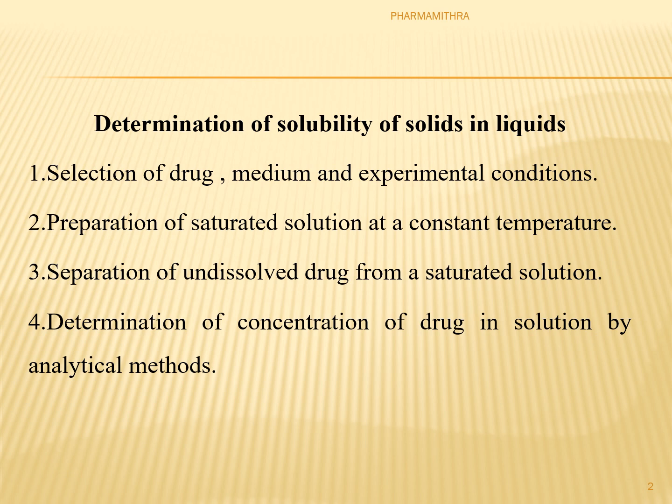In this procedure, we can determine the solubility of a drug in liquid in the following steps. It consists of 4 steps. First, we select a drug, the medium and the experimental condition. After that, we prepare a saturated solution at a constant temperature. Then we separate the undissolved drug from the saturated solution. And finally, we determine the concentration of the drug in the solution by an analytical method, and thereby we can find out the solubility. These 4 steps we are going to discuss in detail in this video.